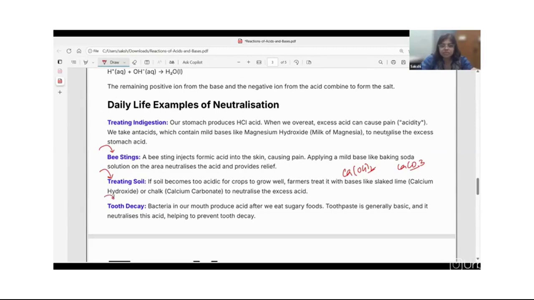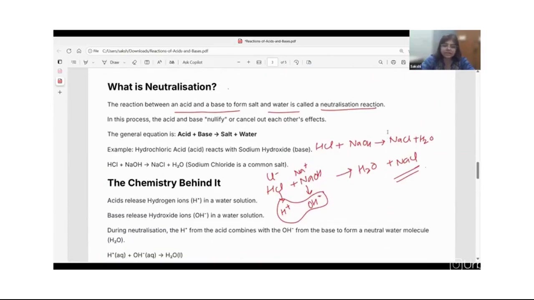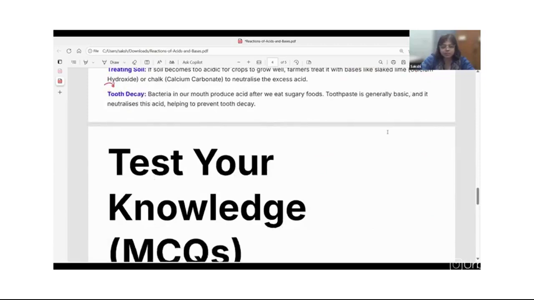Next is tooth decay. Bacteria in our mouth produce acid after we eat sugary foods like chocolates and sweets. And toothpaste is generally basic. What are the normal characteristics of a base? Base is soapy to touch, right? And acids are sour in taste, bases are bitter in taste. You know that toothpaste and all our soaps are basic in nature. So toothpaste neutralizes the acid produced by the bacteria, which helps to prevent tooth decay. I hope you all understood about the neutralization reaction, which is a very easy type of reaction. Okay, so let us test our knowledge.